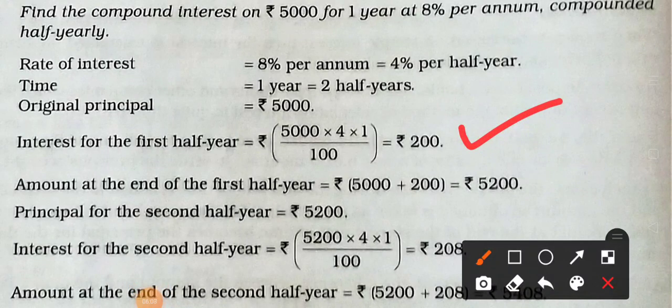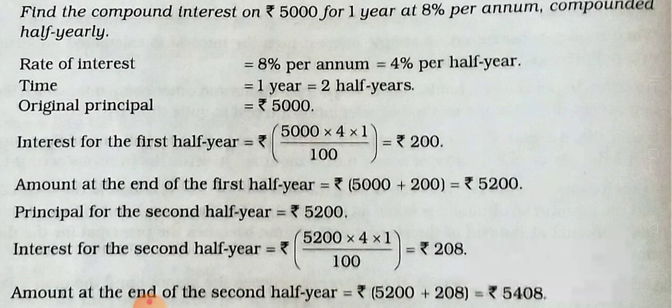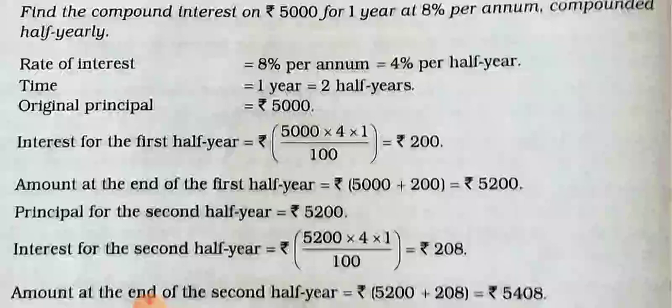Now the amount at the end of the first half year will be 5,000 plus 200, so that becomes 5,200. And this is the principal for the second half year. So in the second half year, what will be the interest? You can see here 5,200 into 4 into 1 divided by 100. So the total interest is 208.